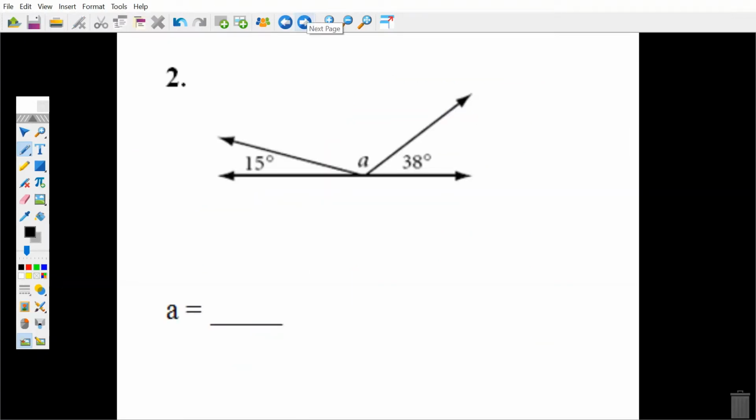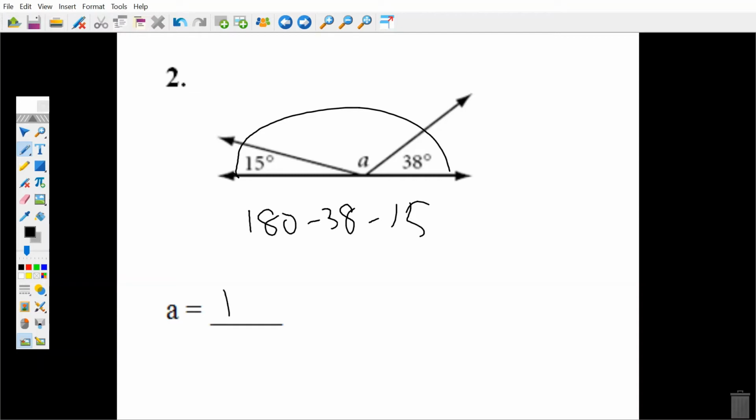For this diagram, I need you to find the measure of angle A. Please pause and try now. The answer is the straight line has to add up to 180 degrees. So we are going to go 180 minus 38 minus 15. The measure of angle A is 127 degrees. Next question.